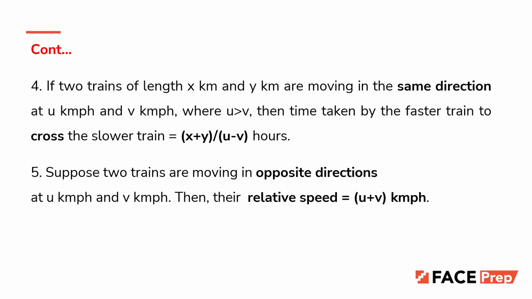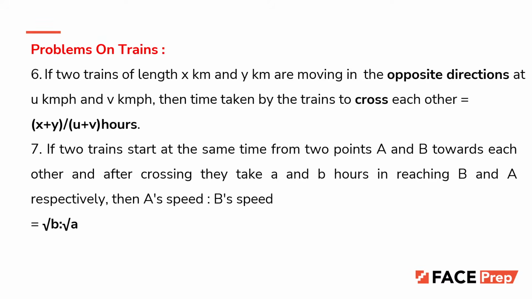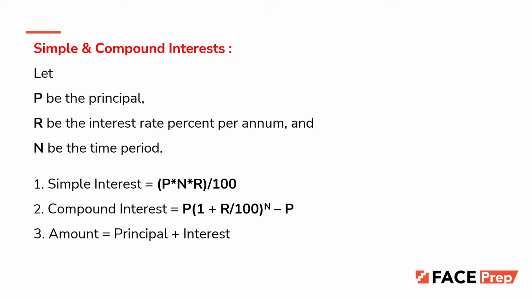And for the next part, they have given you a same direction, faster than the other train. So you may apply the formula (x plus y) by (u minus v). And if that is in opposite direction, you may check for what? u plus v, the first train plus the second train speed. Okay. So the next part is simple interest and compound interest.